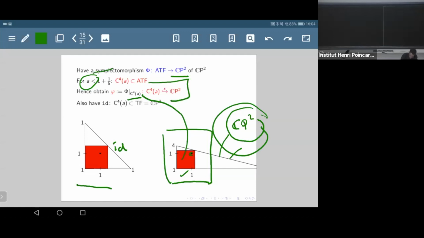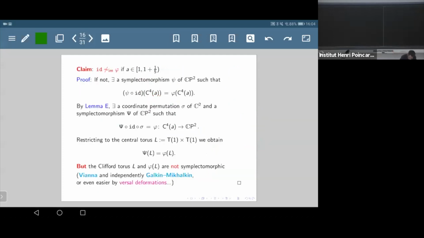If A is not too large, it should be less than 6/5. Here I need only less than 3/2. And I claim that these two embeddings are different in the strongest sense, in this weakest sense. Okay, the proof is just because the tori are different. So I claim they are different, or assume not.